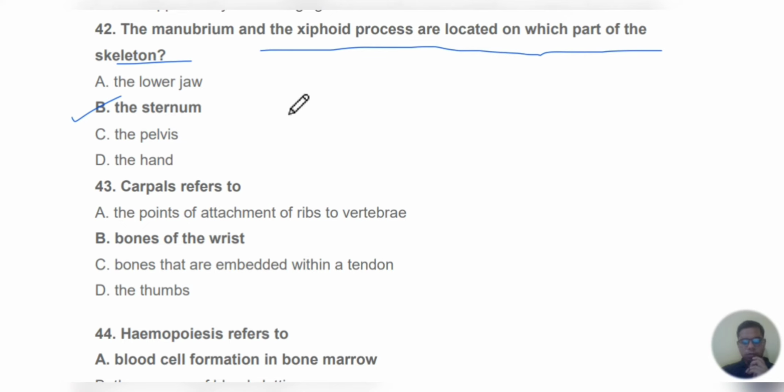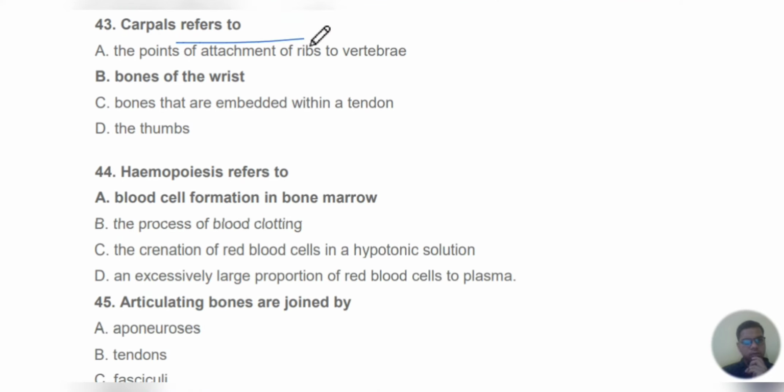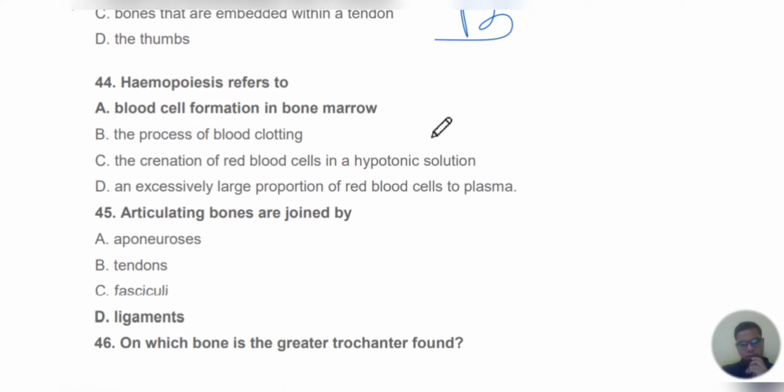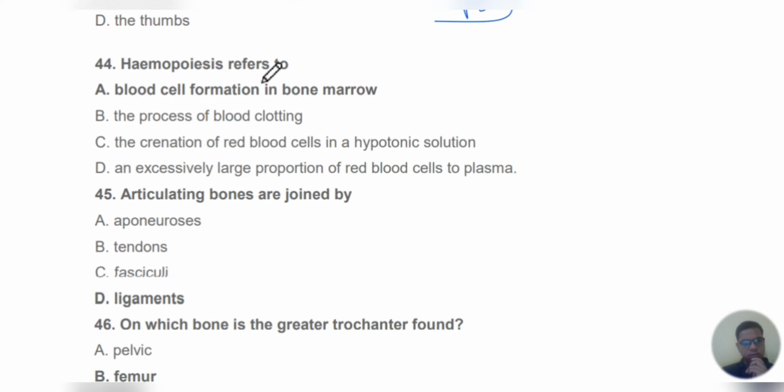Okay, next is 43 question number. Carpals refers to bone of the wrist. The answer is B, bone of the wrist. The next is 44 question number. Hemoptysis refers to, the answer is A, blood cell formation in bone marrow. Bone marrow mein kya hota hai? Blood cell ka formation hota hai. Okay, banta hai.